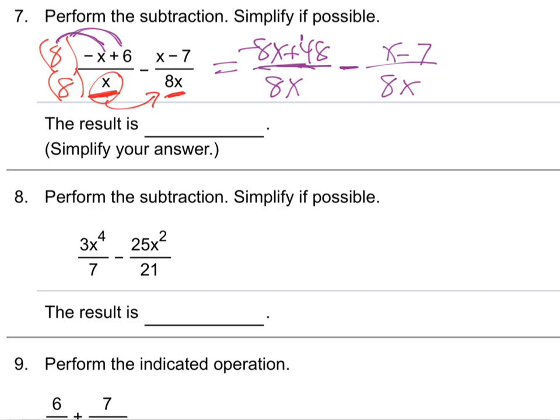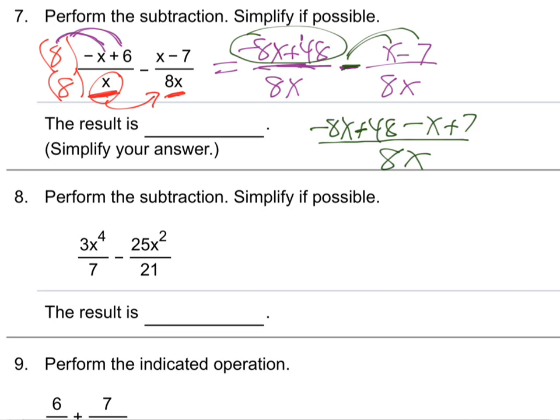Okay, now here comes the trick. Are you guys ready? Are you feeling tricky tonight? So what are we supposed to do? We're supposed to combine like terms on the top, right? Okay, so we should do this one first. No big deal there. Minus 8x plus 48. Now, what does this minus do? Goes to both. It's minus x plus 7.